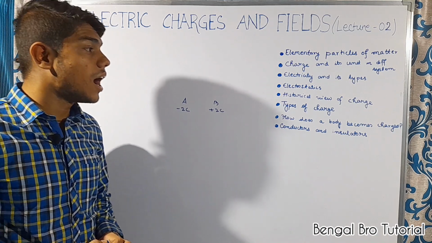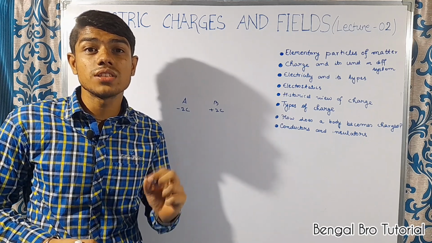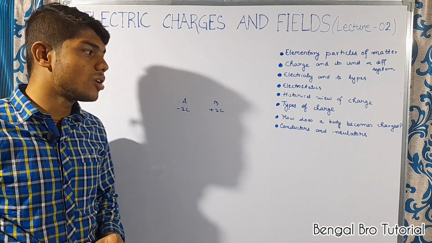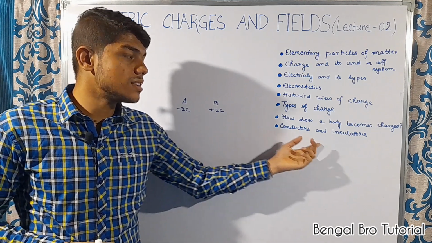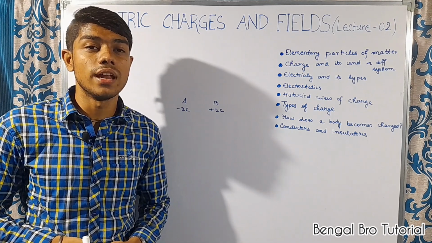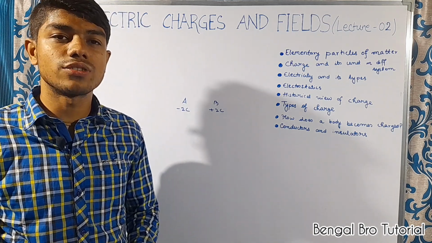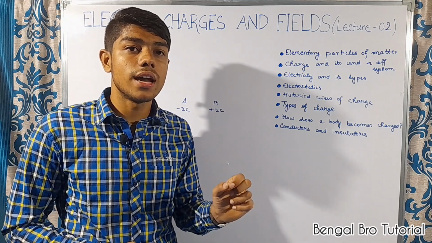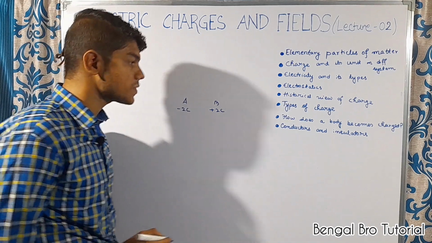And then we learned how a body becomes charged, which is due to the actual transfer of electrons from one body to the other. And finally, we concluded the last video by discussing conductors and insulators. Conductors are materials that allow electric charges to flow through them easily. They have a large number of free electrons within the volume, and excess charge given to a conductor distributes itself over the surface of the conductor.